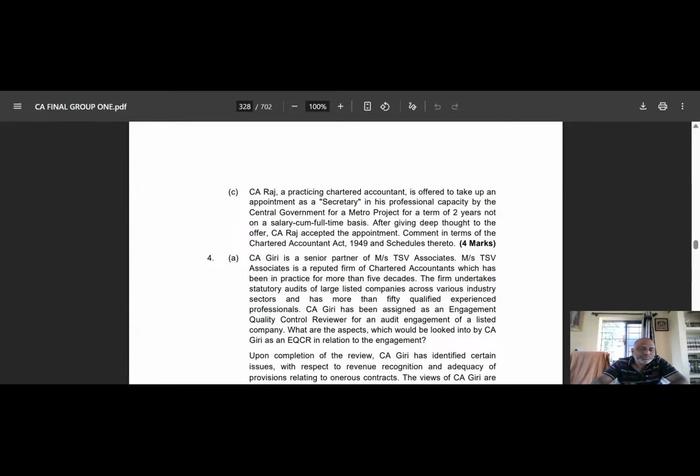Question number 3, the answer. See, for this answer, as per section 2 subsection 2 clause 6 of the Chartered Accountants Act 1949, as amended from time to time, a member of the institute shall be deemed to be in practice.